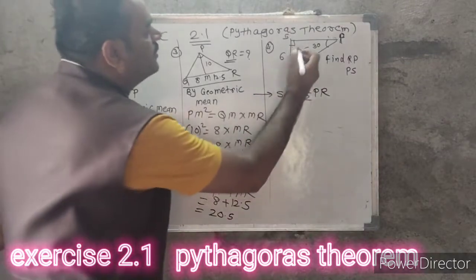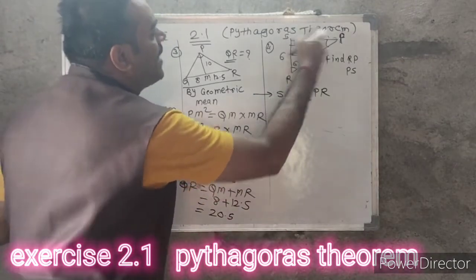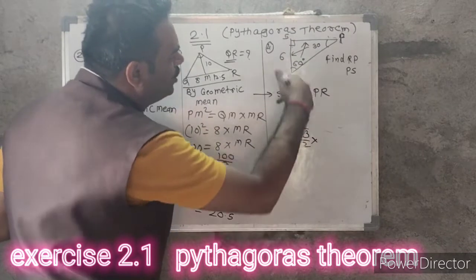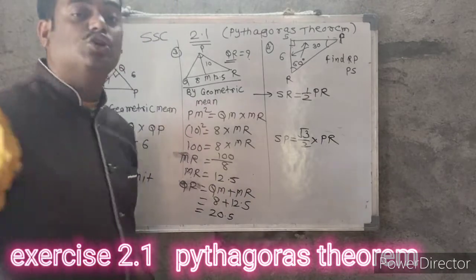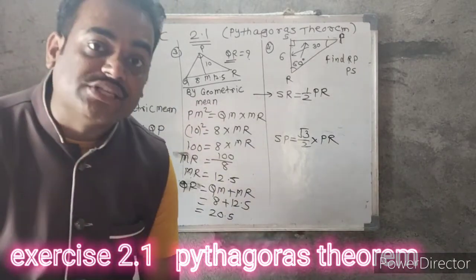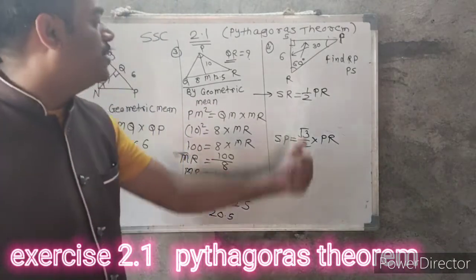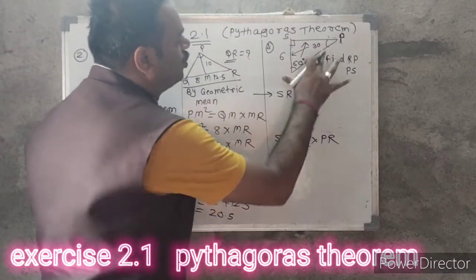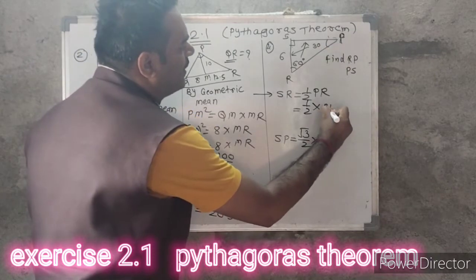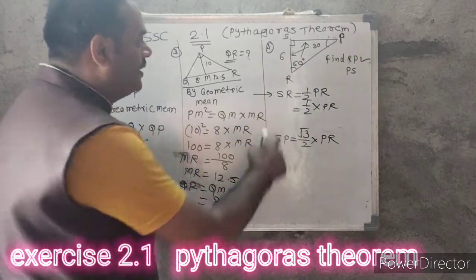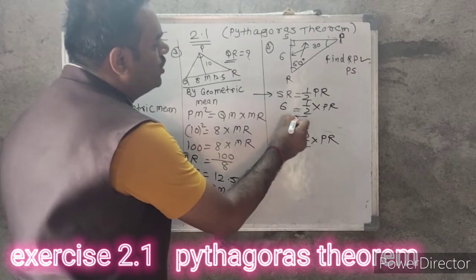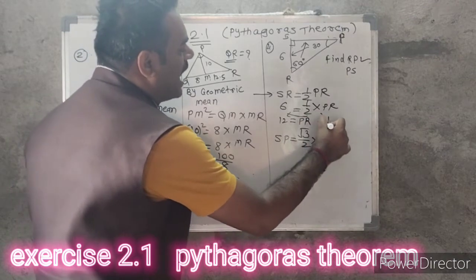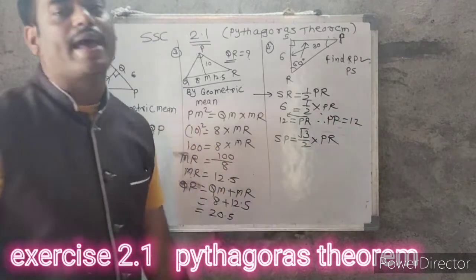And for 60, the side opposite to 60, that means PS or SP, SP is equal to root 3 upon 2 into PR. Okay. The side opposite to 60 degrees is root 3 by 2 of the hypotenuse. Okay. So here SR is 1/2 into PR. We don't know PR, so write down the PR because they are asking PR first. Here we know the SR, that is 6. The 2 goes here, what does it become? 6 twos are 12 is equal to PR. Means our side PR is equal to 12 units.